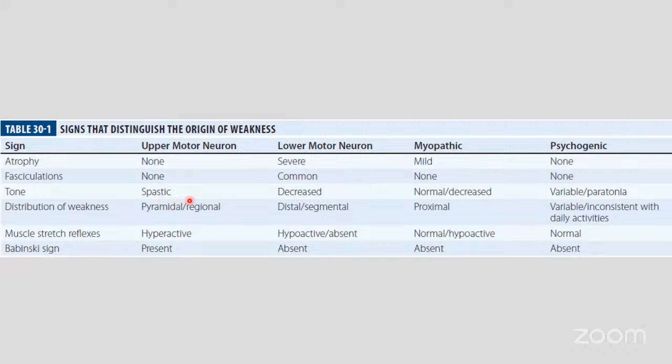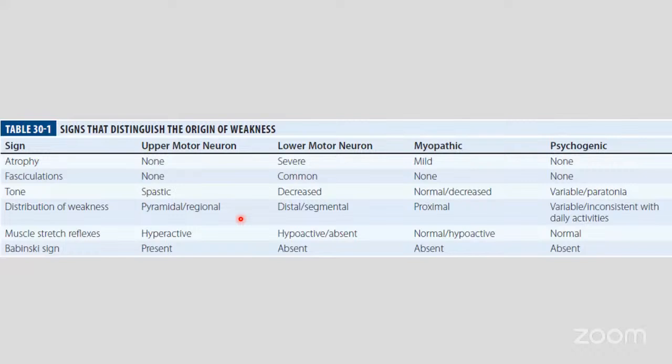Tone is spastic in UMN lesions because of the disruption of the tracts and the disruption of the impulses which we discussed, and the tone is decreased in LMN lesions. The weakness distribution is pyramidal in UMN lesions. That is, it spares the anti-gravity muscles: the flexor compartment of the arm, flexor compartment of the forearm, the wrist flexors, the hip flexors and knee flexors. The muscle stretch reflexes are hyperactive and Babinski sign is present.